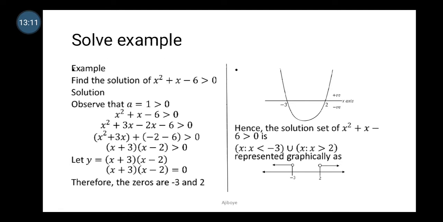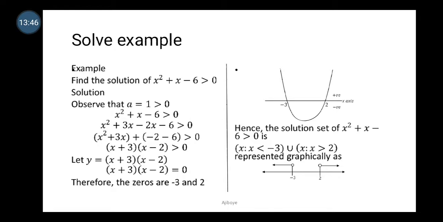Let's look at the example. Find the solution set of x squared plus x minus 6 greater than 0. That is, we are going to plot that quadratic x squared plus x minus 6 and pick the region on the graph where it is positive, because we are saying it is greater than 0, and anything greater than 0 is positive. So we are saying the values of x where the relation is positive.